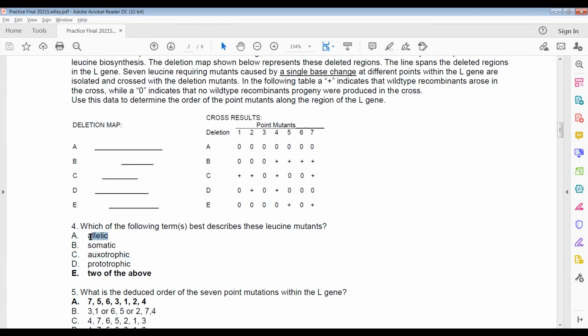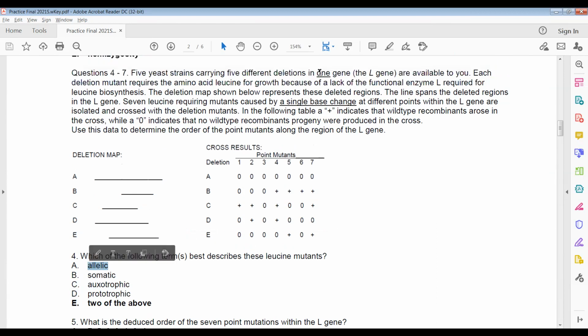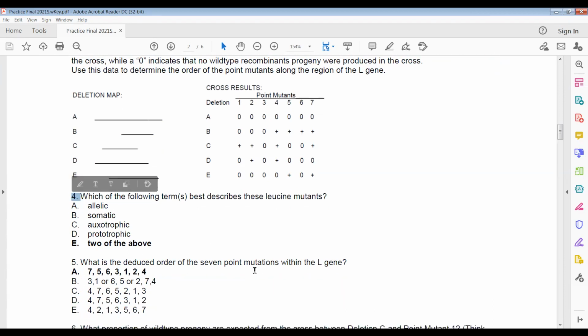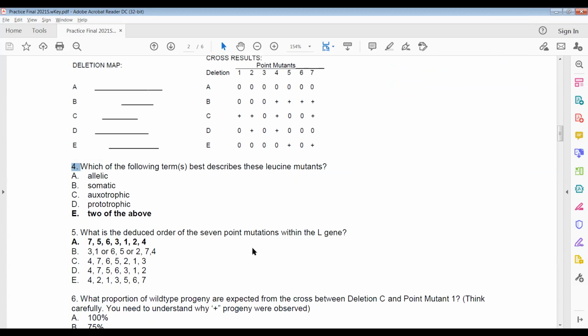Actually, this one is also right, because we're talking about one gene, and each different mutant, either the deletion mutant or the point mutant, represents a different allele. So I think this one is quite challenging. We can expect that for this one, it's going to be one or the other when it comes to what type of cell we're dealing with, and then what type of nutritional habits we're dealing with here.